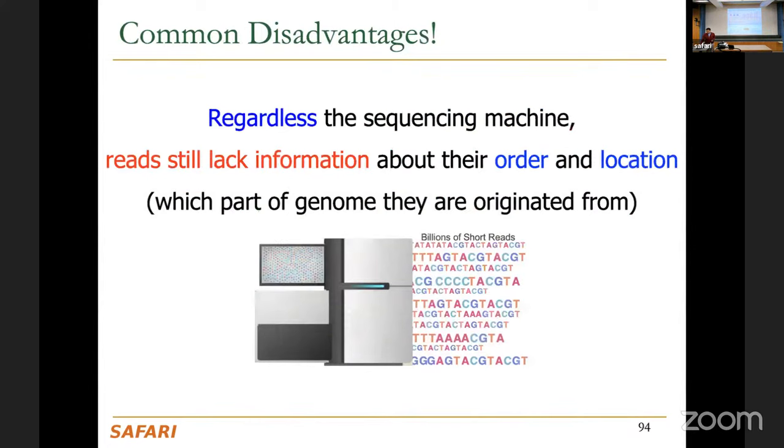Although these technologies behave in different ways or sequence the DNA in different ways, they have common disadvantages. Regardless of the sequencing machine, reads essentially still lack information about their order and location, right? Which part of the genome they originated from.